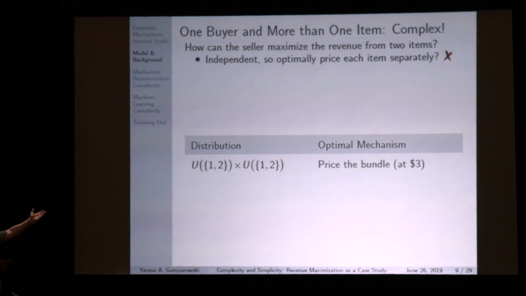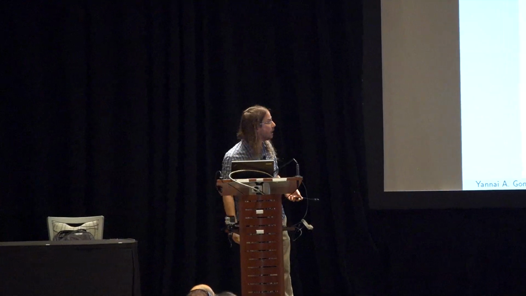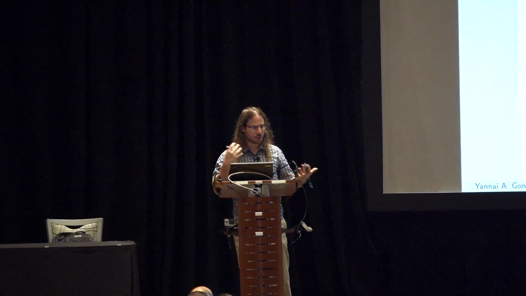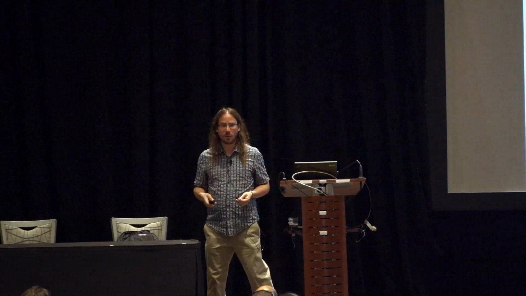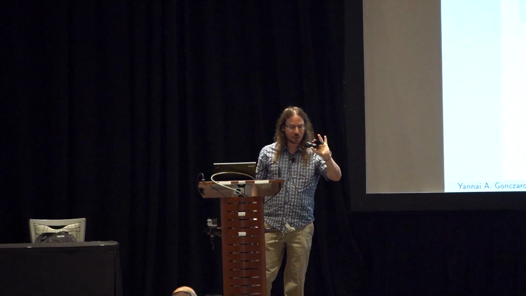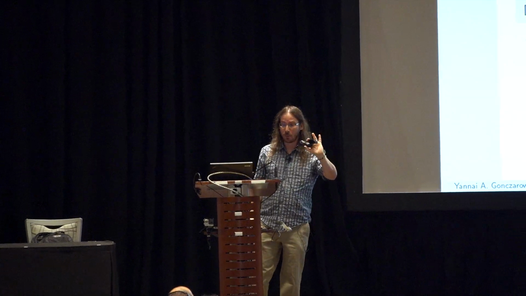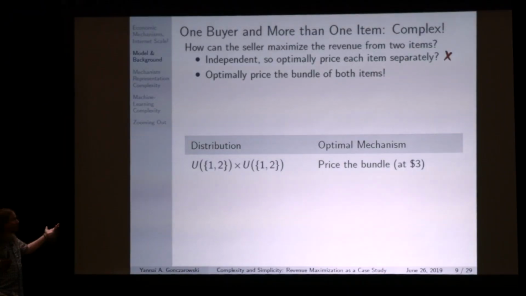For example, for this distribution, I have two items, this clicker and this adapter. Each of them will be worth $1 or $2 with probability half, independently. But think about 1 million and 2 million just to make things interesting. And it turns out that the optimal mechanism is not to price each of them by itself for $1 or for $2, but rather to tie a ribbon around the bundle of both of these and tell the buyer, Ramesh, either you take both of them for $3 or you take none of them. You can't take just one.